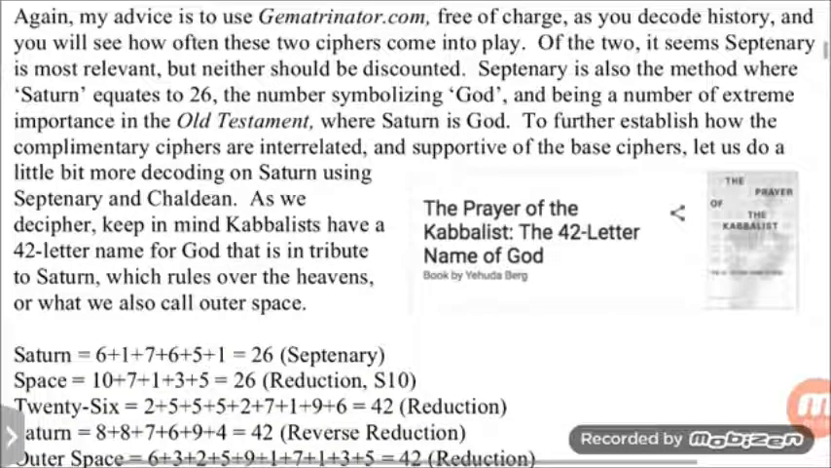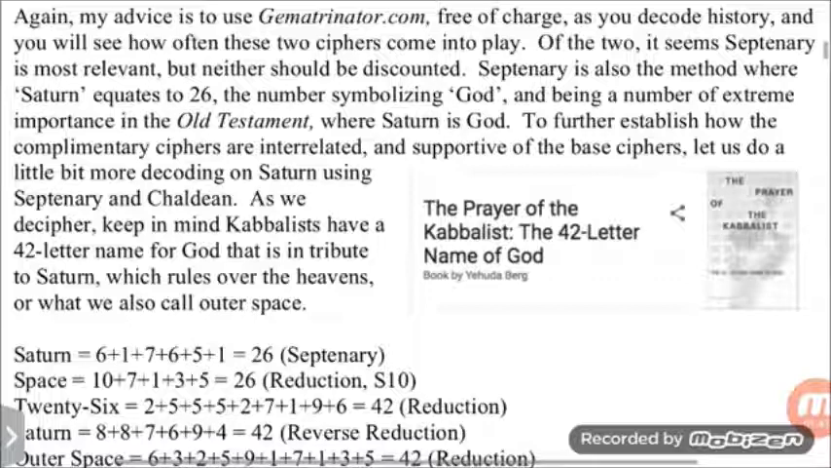Again, my advice is to use gematrinator.com, free of charge, as you decode history, and you will see how often these two ciphers come into play. Of the two, it seems septenary is most relevant, but neither should be discounted. Septenary is also the method where Saturn equates to 26, the number symbolizing God, and being a number of extreme importance in the Old Testament, where Saturn is God.